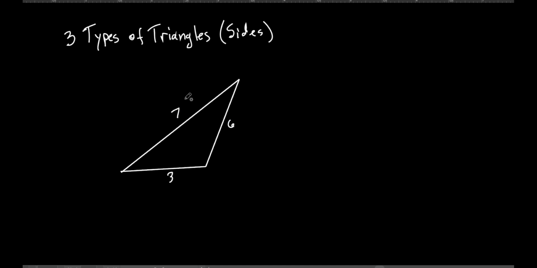What do you know about all 3 sides? Do they have anything in common? I got a 3, a 6, and a 7. Nope, they're all different lengths, aren't they? All 3 are different lengths. So when none of the sides are equal, that's a 3, that's a 6, that's a 7, no sides are equal. Let's put it right here. Or just no equal sides. If none of the sides are equal, we give it a name. It's a crazy name, but we call it scalene.